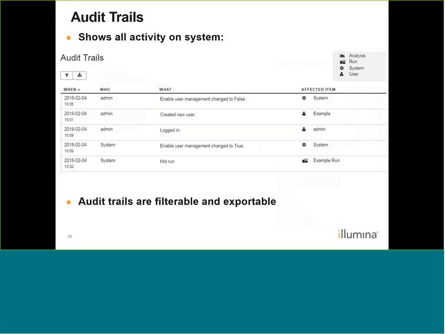Finally, let's talk a little bit about Audit Trails. So this shows all the activities that have taken place on the system through Local Run Manager. So this will collect information about who is logged into the system, what options they've changed, any runs they've set up, and so on. These audit trails are filterable and exportable. You can export them to an external file. So again, if you're working in a more regulated environment, you need to keep track of who is using your system and what they're using it for. These are the options you would want to set.